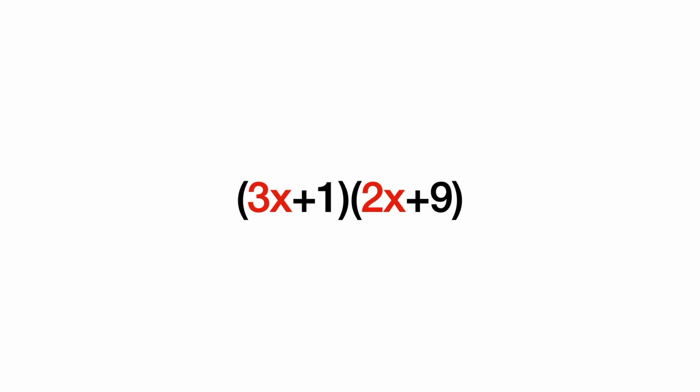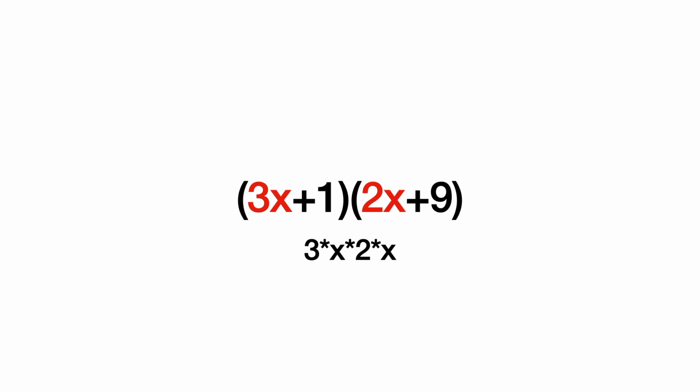And since 3x is 3 times x and 2x is 2 times x, what we're doing is we're saying 3 times x times 2 times x, right? So 3 times x times 2 times x. But that's kind of not my favorite way to look at it. That doesn't help me much. And you don't have to do this.